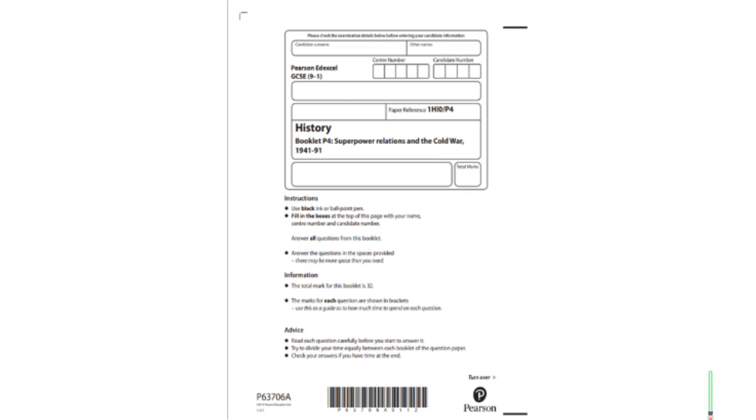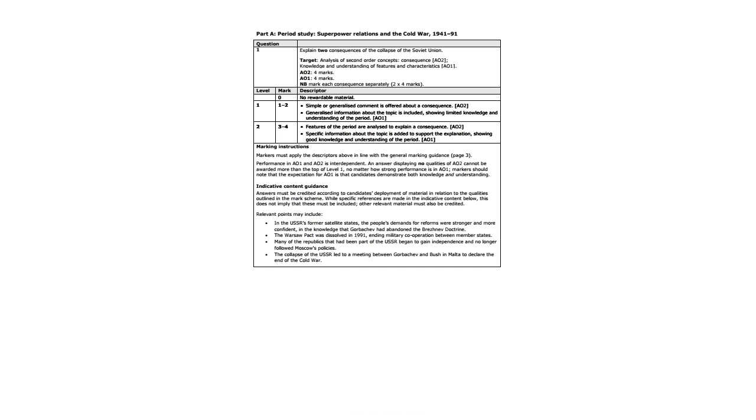So if we have a look then at the next page, if I stop this one. So like I said, it is a mark scheme. So this isn't what your question paper will look like. We will look at that tomorrow. Okay, so we will look at the actual question paper tomorrow. But for now, this is what the mark scheme looks like.